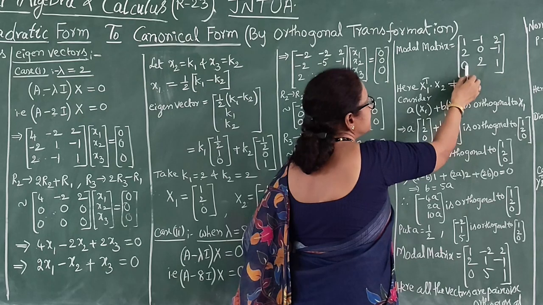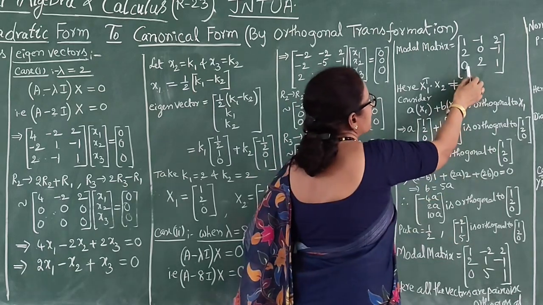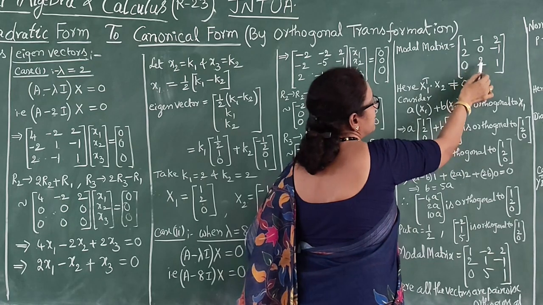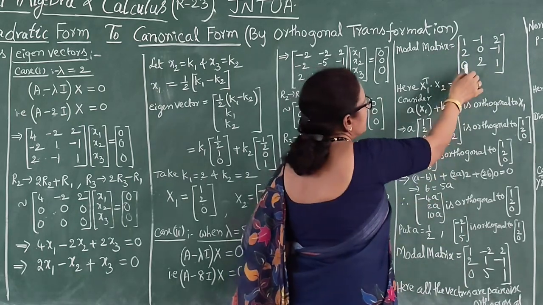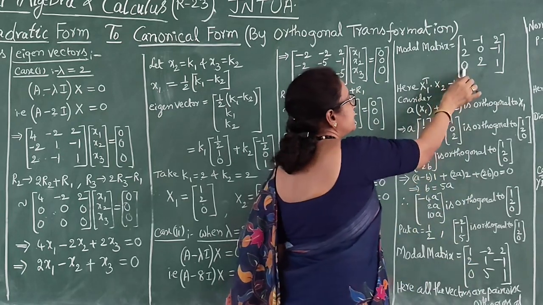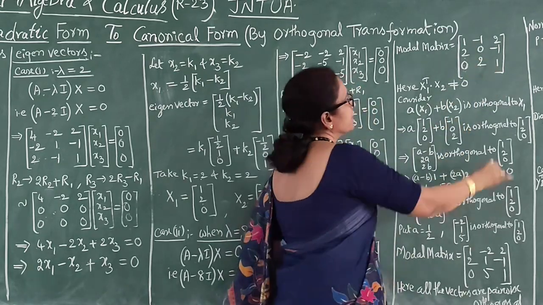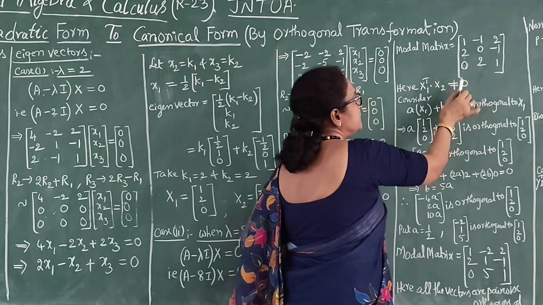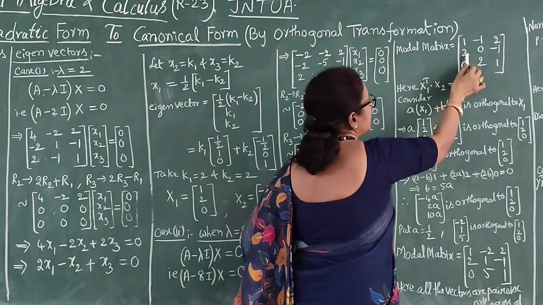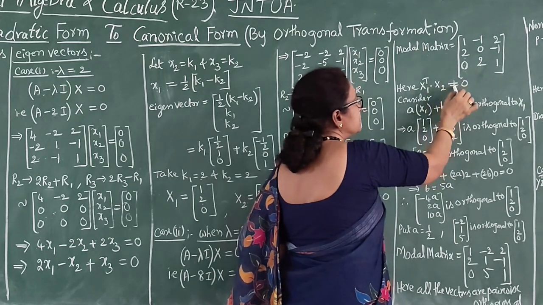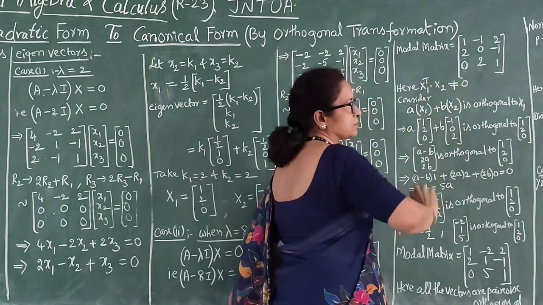So first we will check whether these three vectors are pairwise orthogonal or not. Pairwise orthogonal means we have to take x1, x2 and x2, x3 and x3, x1 pairwise. So the orthogonality condition is x1 transpose dot x2 is equal to 0, x2 transpose dot x3 is equal to 0 and x3 transpose dot x1 is equal to 0. First we have to check this condition. If we take these two, the dot product is not equal to 0. Therefore x1 and x2 are not pairwise orthogonal.